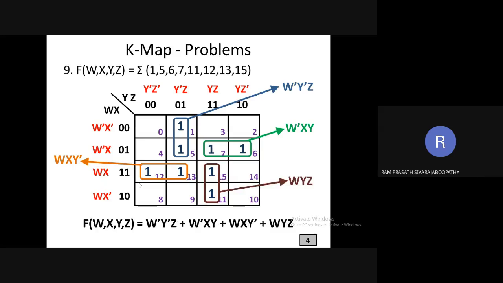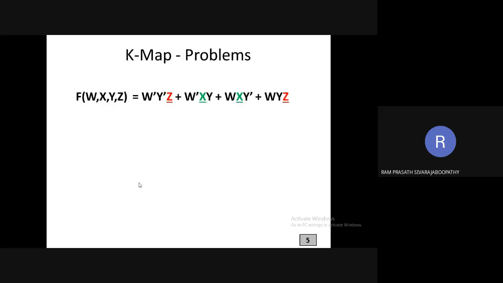So the final expression becomes like this. I am just ordering all the individual group terms. So we can still minimize this particular expression, as in the next slide. Z we can take common in the first and the last expression. X we can take common in the second and the third expression. So it becomes Z of W bar Y bar plus WY. Then we are having W bar Y plus WY bar.